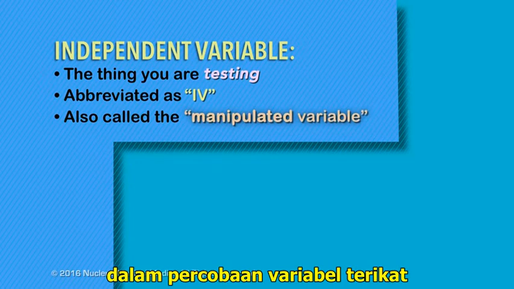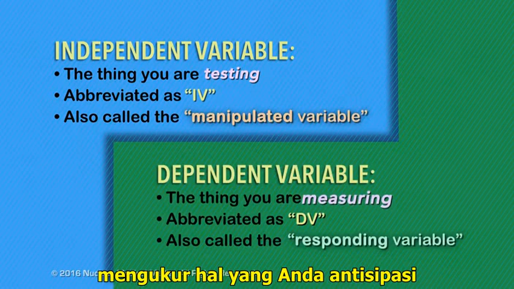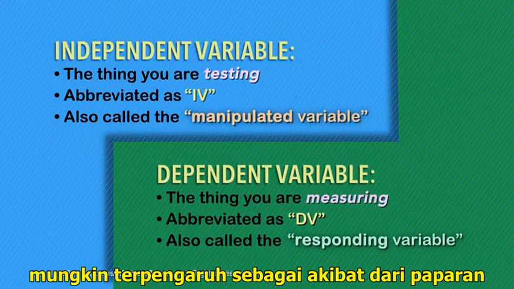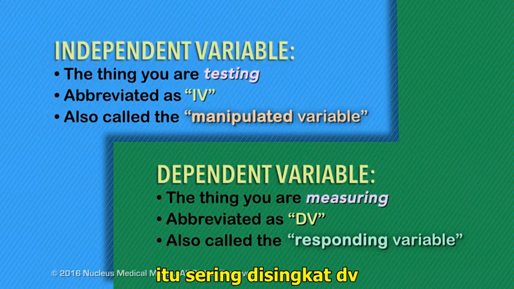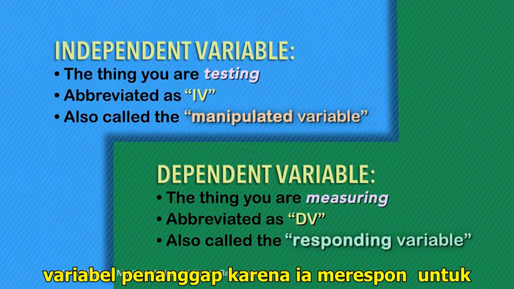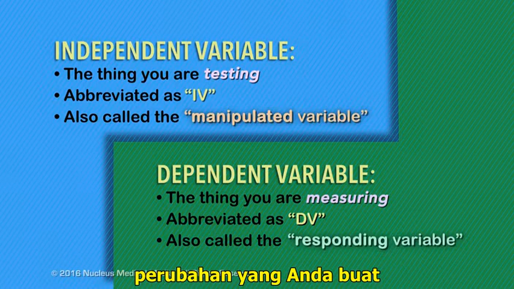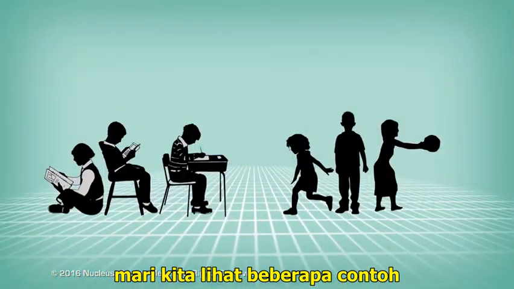In an experiment, the dependent variable is the thing you're observing and measuring, the thing you're anticipating may be affected as a result of exposure to the independent variable. It's often abbreviated as DV and sometimes called the responding variable because it responds to the change that you make. Let's look at a few examples.